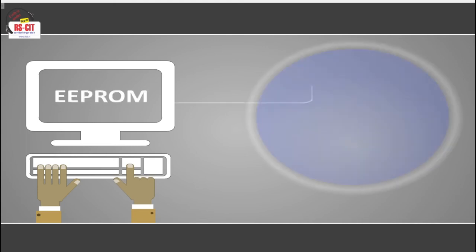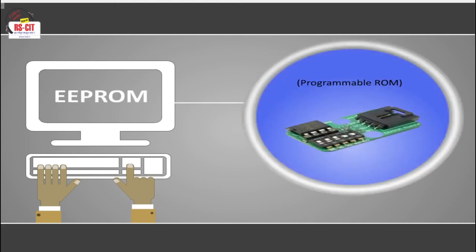EEPROM, that is electrically erasable programmable ROM, is a rewritable memory chip that holds its content without power. EEPROMs are bit or byte addressable at the write level, which means either the bit or byte must be erased before it can be rewritten.